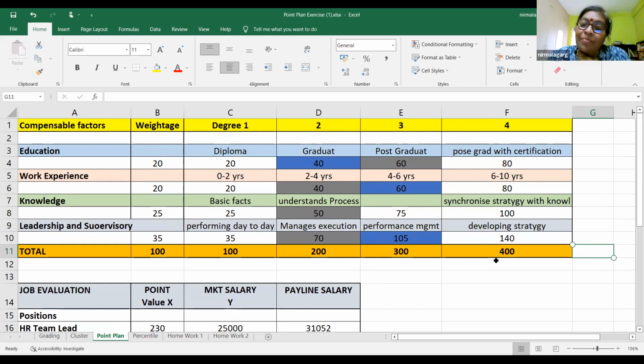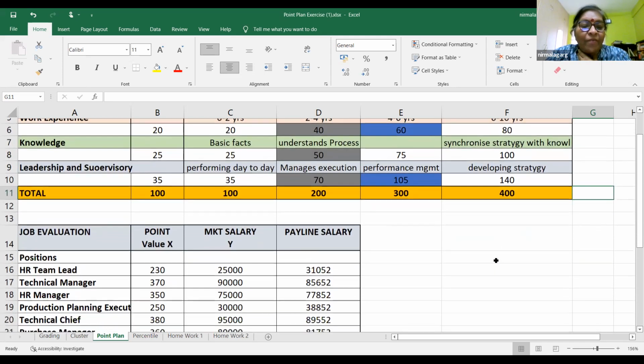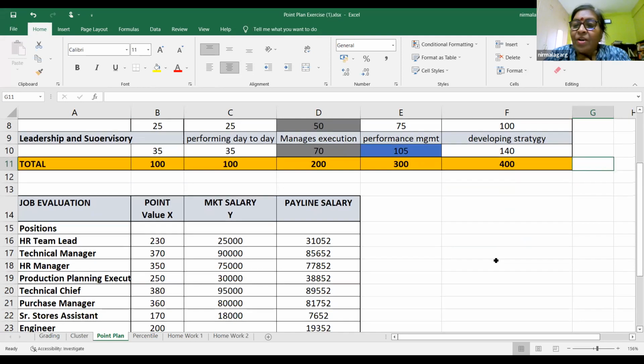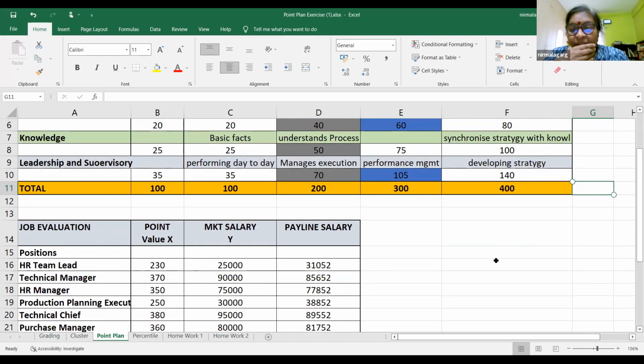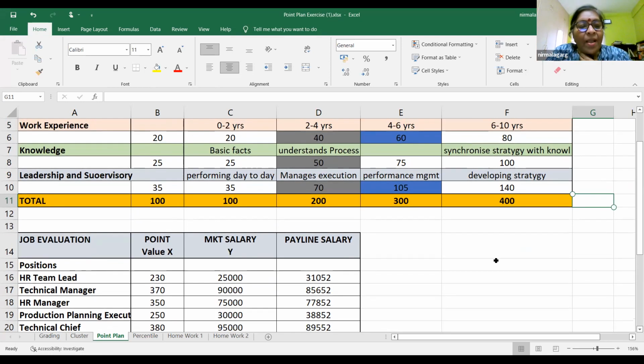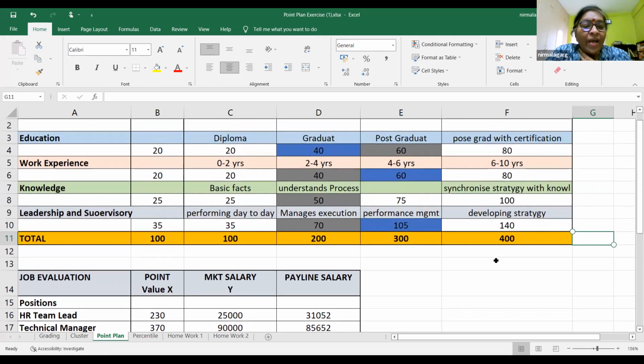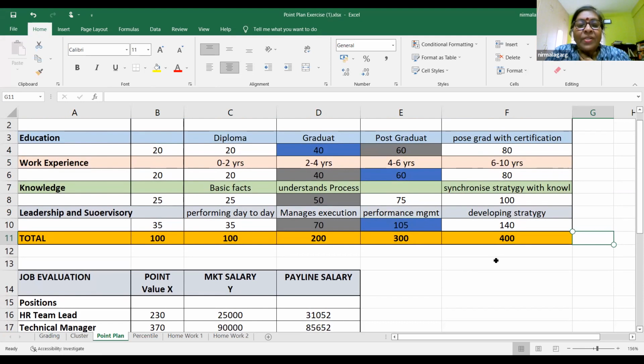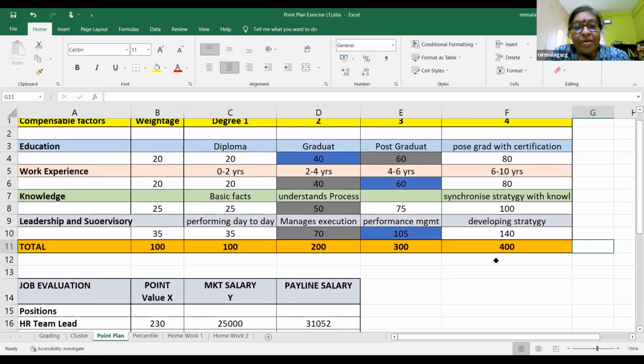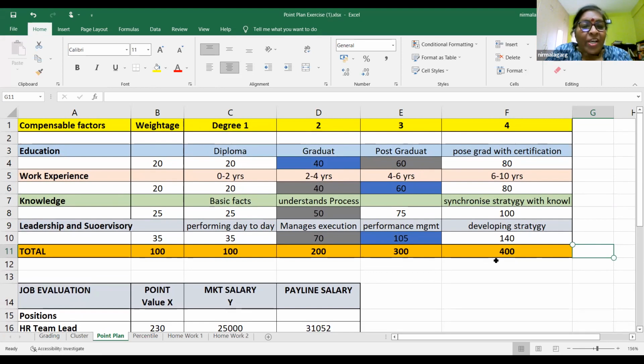Then what is the next step we need to do? We have to evaluate the job and then calculate the points. So how will we do that? Typically, when we are going to evaluate the points, take the job description. This is for another case study which I did. Say, for example, HR team lead. I have to assign points. So what will I do? I will say, hey, HR team lead, as per the job description, the degree of education it requires is graduation.